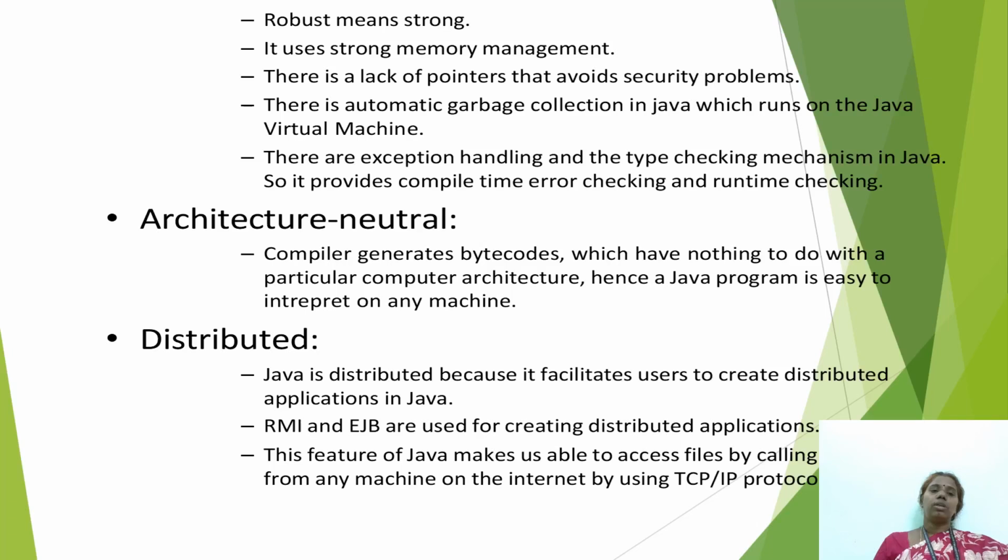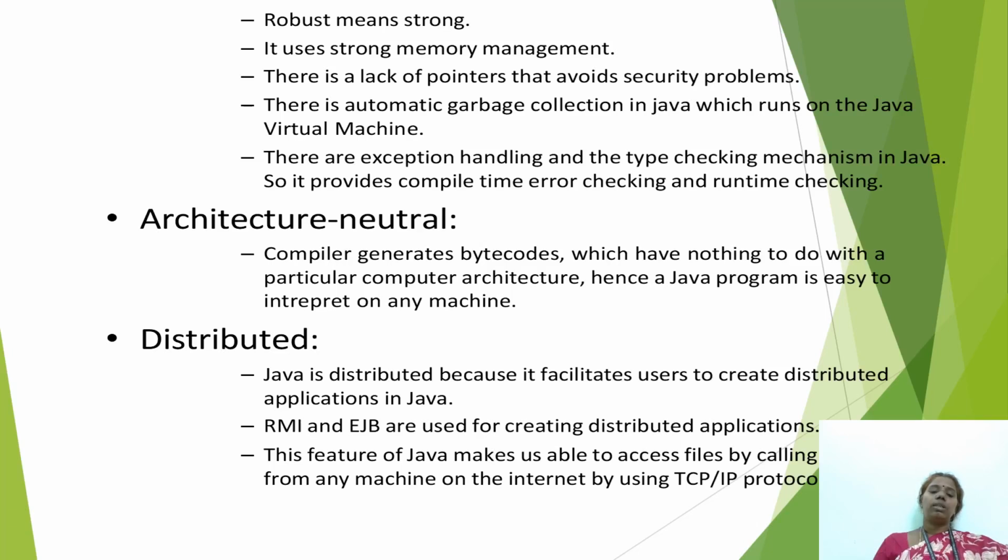So this is the main important part of the important features of Java. And the next feature is architecture neutral. It means the compiler generates bytecode which has nothing to do with a particular computer architecture. Hence, a Java program is easy to interpret on any machine. Next feature is distributed. Why do we say Java is distributed? Because it facilitates users to create distributed applications in Java.